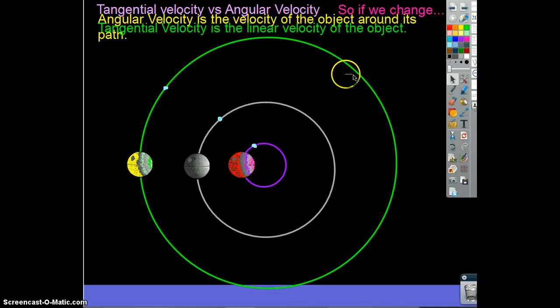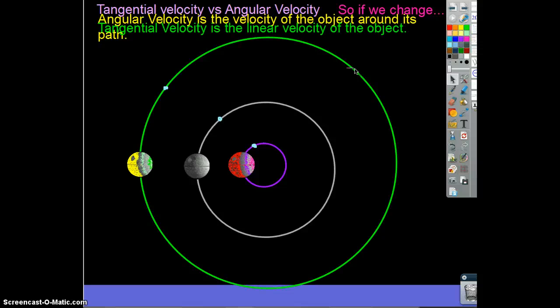So enough about that. Let's talk about acceleration. Now I want you to think back to chapter 2 when we talked about the definition of acceleration. Acceleration is changing one's velocity. To change your velocity, you can either change your speed or you can change your direction.